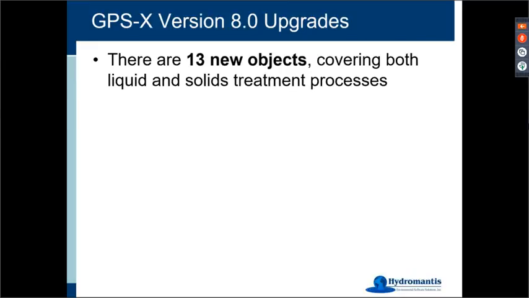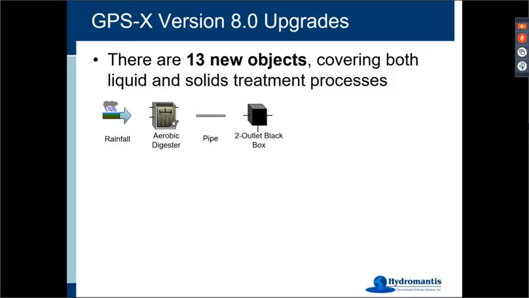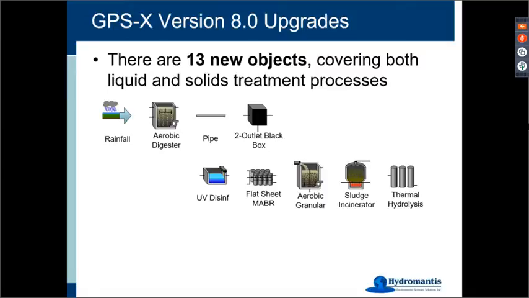Okay, so there are now, as I mentioned, 13 new objects in GPSX. This is actually the biggest number of new objects that we've ever added to GPSX in one shot. So we have a number of things like a new influent object to represent rainfall. We have aerobic digester that's been updated and calibrated. A new pipe object to represent long distances and hydraulic lag, so to speak. And a customizable 2-outlet black box model. We have a new UV disinfection model, flat sheet MABR, aerobic granular sludge model, thermal hydrolysis and sludge incineration models.